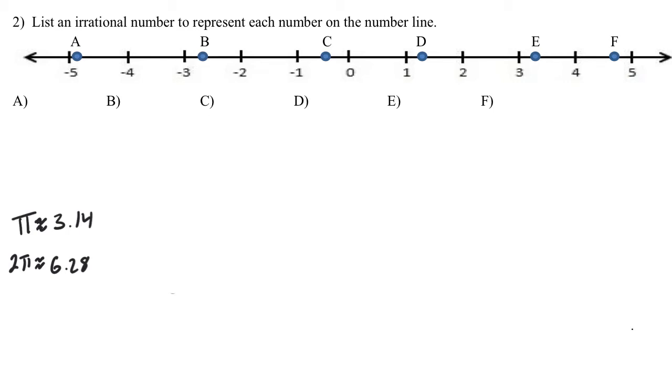If I'm looking at this point, I see E right here, and I say, hey, that's a little bit past 3. If I want to represent that point as an irrational number and we're just doing approximations, I would say E is very close to pi. So let's approximate E as the irrational number pi, or approximately 3.14. Okay. The rest of these are not so easy.